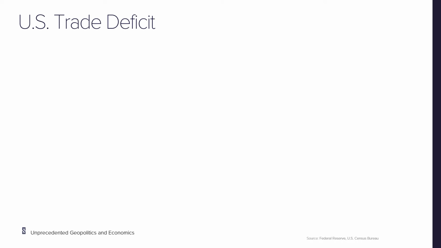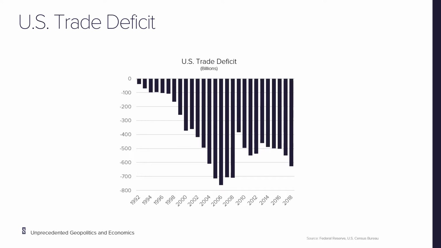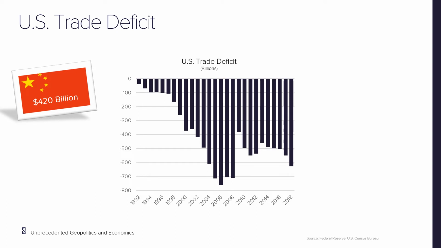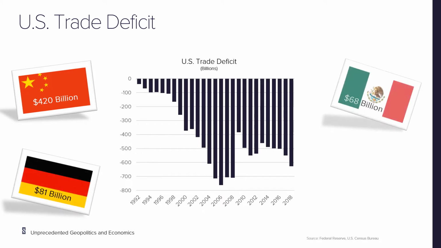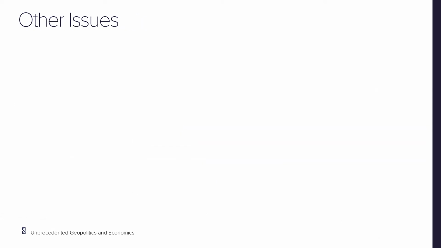But globalization has not benefited everyone equally, and a large problem for the United States has been huge annual trade imbalances. Now, the bulk of this imbalance can be narrowed down to four trading partners. The biggest culprit, China. China alone accounts for $420 billion of trade deficit, while Germany, Mexico, and Japan contribute an additional $81, $68, and $67 billion each, respectively. While economic relations with Germany, Mexico, and Japan are all important, today we will focus on our issues with China.